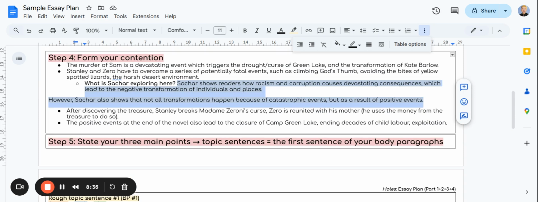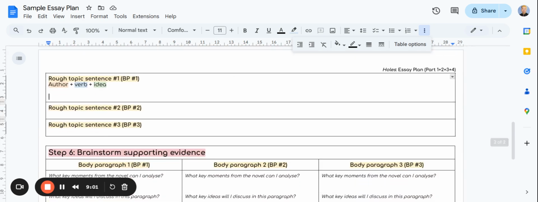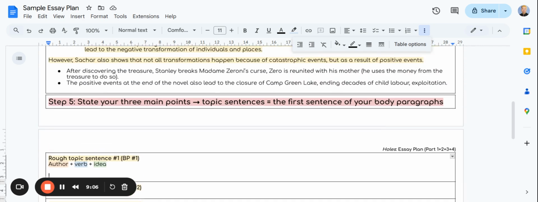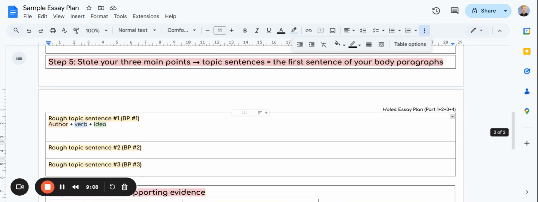Sacca shows readers how racism and corruption causes devastating consequences, which lead to the negative transformations of individuals and places. However, Sacca also shows that not all transformations happen because of catastrophic events, but as a result of positive events. So we now need to come up with 3 arguments, 3 ideas, 3 points to support our contention on the topic. So, what is Lewis Sacca trying to say in his book, right? What examples can we use as the backbone for each of these main ideas?